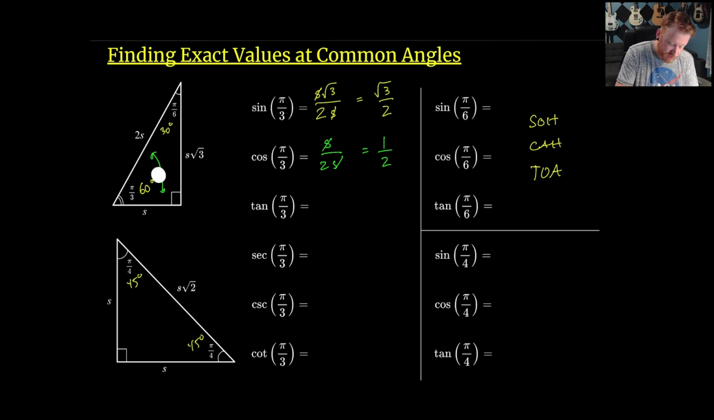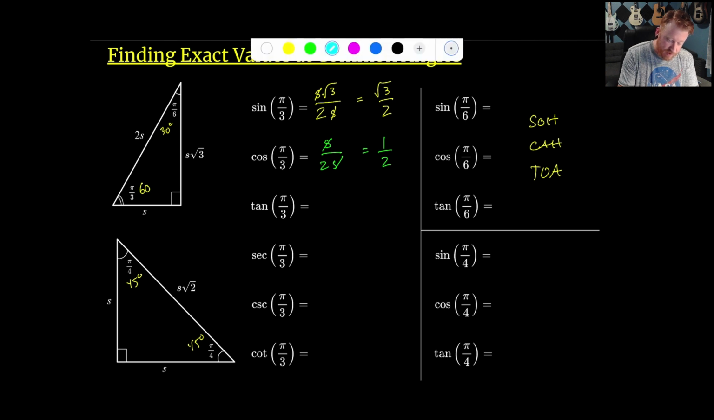All right, looking at the tangent next. If I want the tangent of pi over 3, that is going to be the opposite over the adjacent. The opposite here is s times the square root of 3, and the adjacent side here is s. So here the s's cancel, and we have just the square root of 3. So now we know the tangent of pi over 3 is always the square root of 3. Of course, we could put these into a calculator and find them, but how does the calculator know what they are and how to find them? So this is more or less what we're showing here by hand.